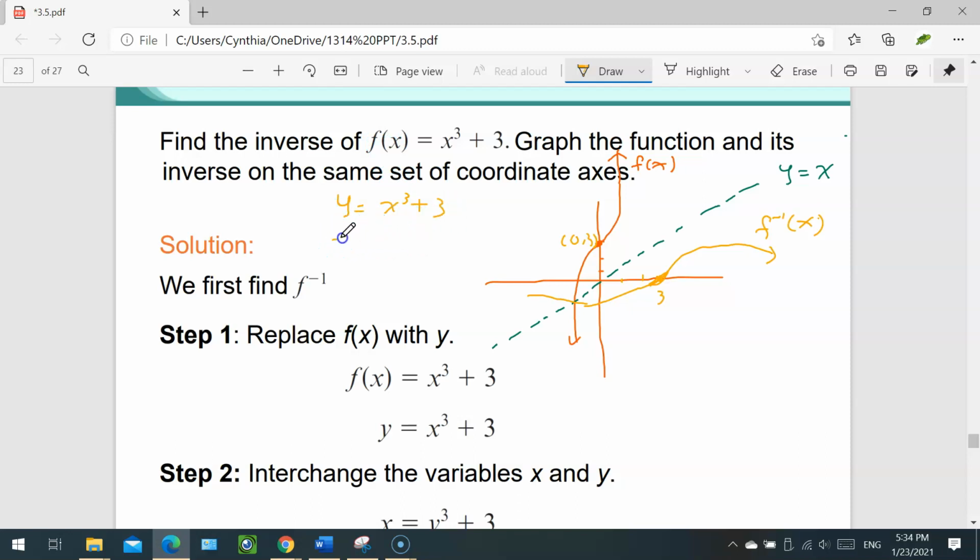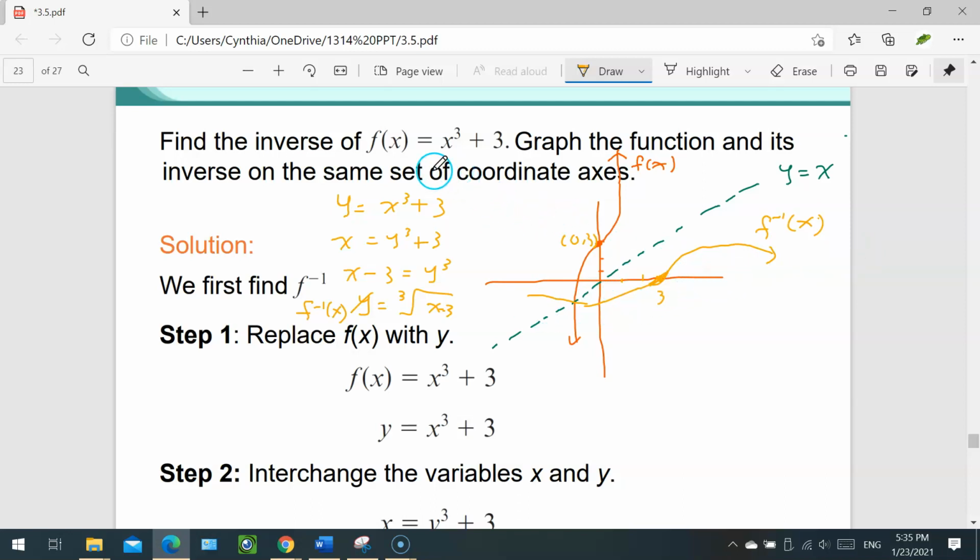Now we interchange x and y, so x equals y to the power of 3 plus 3. Solve for y, so x minus 3 is equal to y cubed. That means y is equal to the cubic root of x minus 3. Then you replace the y with f inverse of x. So here you can see the inverse function has a cubic root of x minus 3. That means based on the parent function of the cubic root, it shifts 3 units to the right. So it's pretty much the same graph I sketched here.